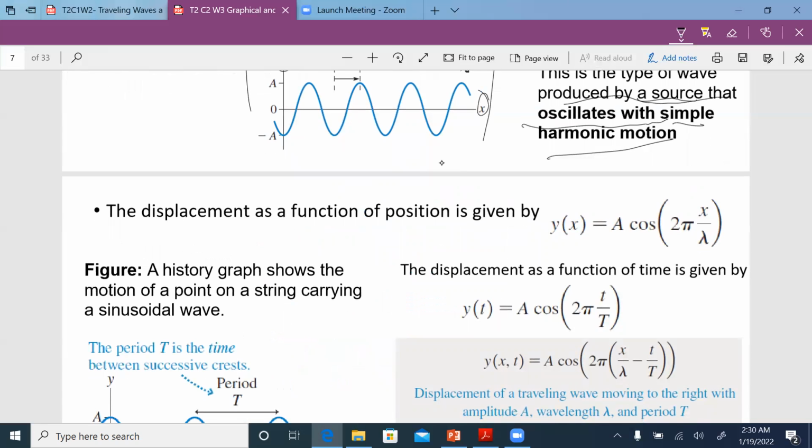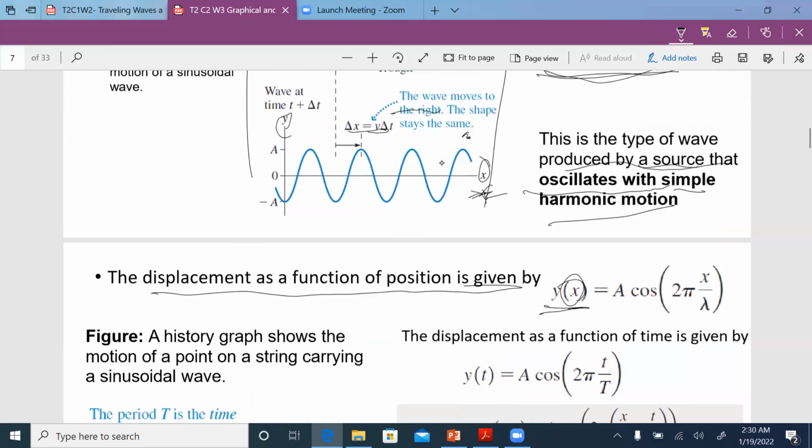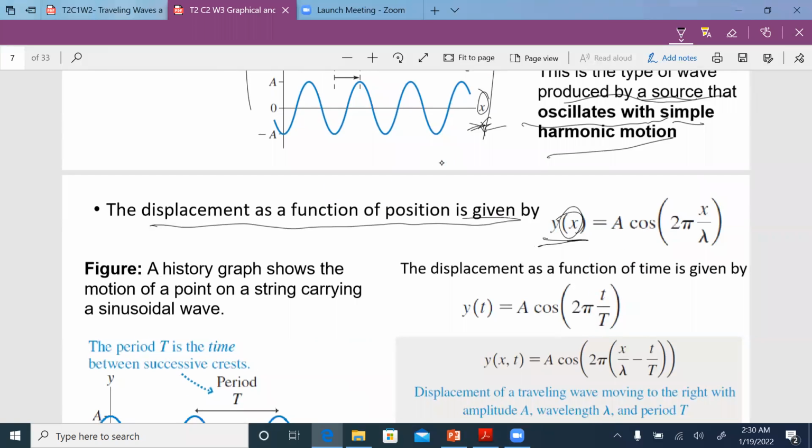Because we have seen that also when we're discussing waves, in simple harmonic motion majorly, it did not change, but we have a little modification to it. So the displacement as a function of position for this kind of wave is given by amplitude cos 2 pi s over lambda, where lambda is the wavelength.